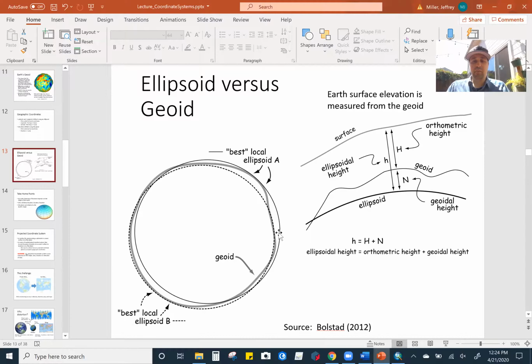So here's the best illustration I could provide of that. They've got best ellipsoid A and best ellipsoid B. Let's forget about A for a second and work with B, the dotted line, versus the geoid, which is this gray line. Notice that there are variations where sometimes the geoid is floating above the ellipsoid, and in other parts it's below the ellipsoid.